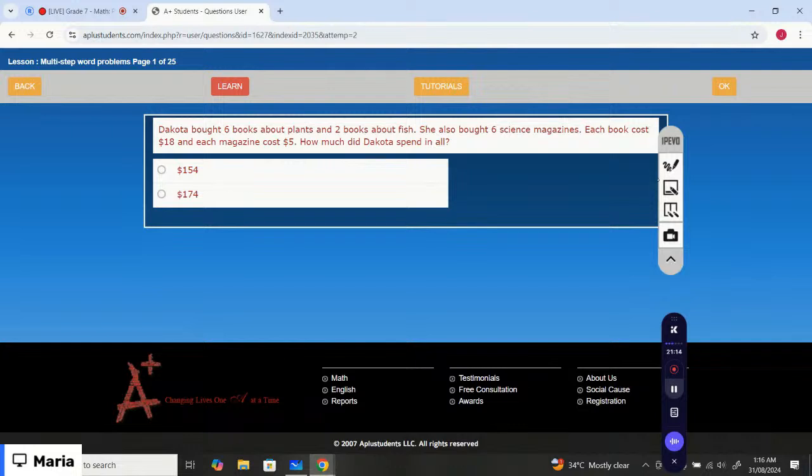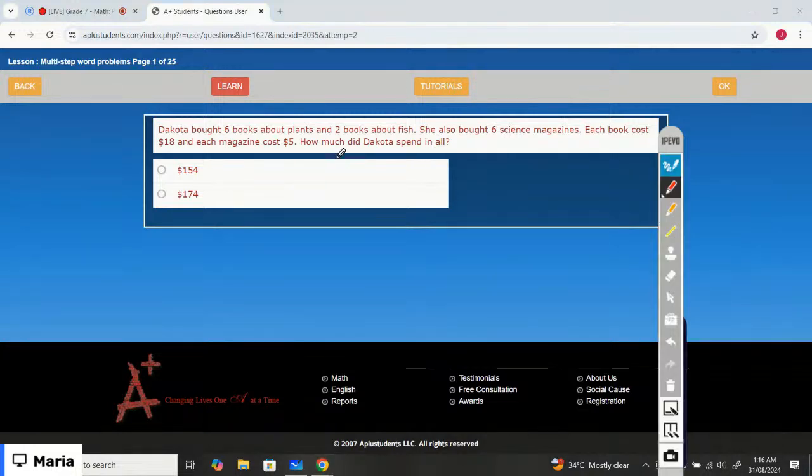So let's just see: 6 books with plants and 2 books about fish. She also bought 6 science magazines. Each book cost $18. So books cost $18 and magazines cost $5, right?